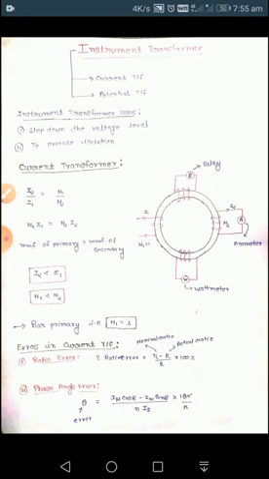Let us discuss errors in current transformer. There are two types of errors in current transformer. First is the ratio error and second one is the phase angle error. Ratio error is given by nominal ratio minus actual ratio upon actual ratio into 100. Phase angle error is given by I mu cos delta minus IW sin delta upon n.